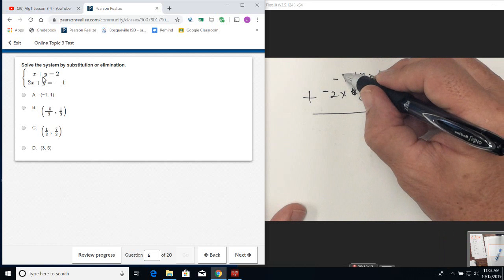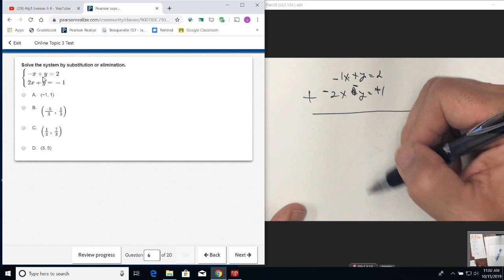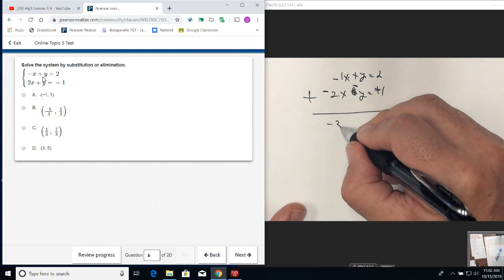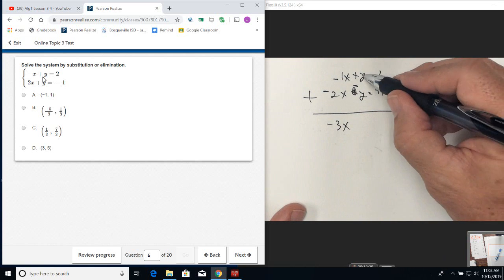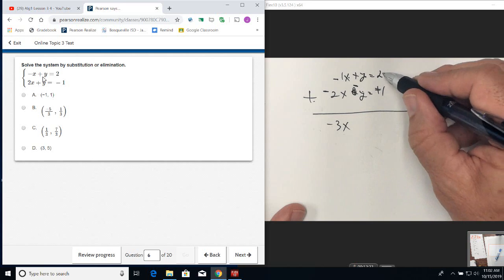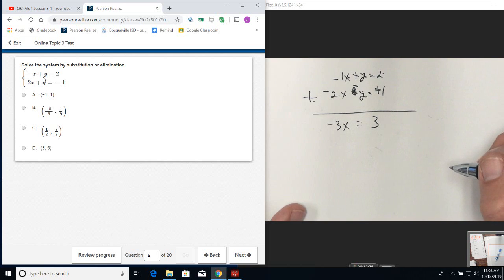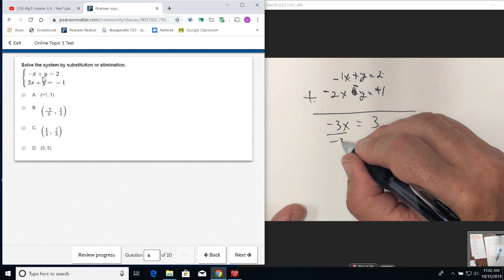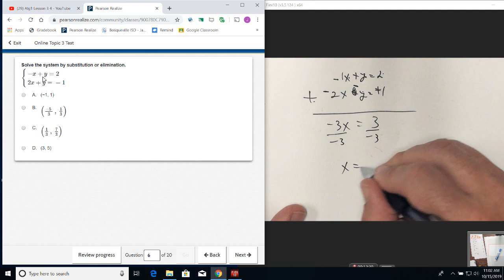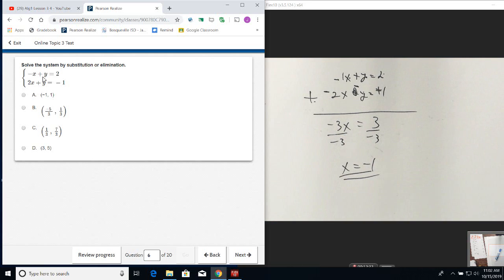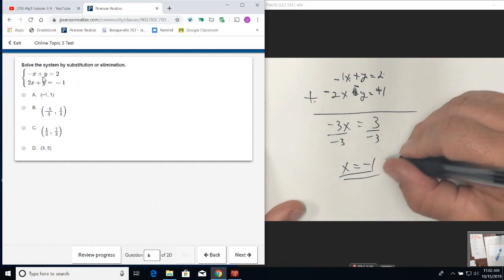See, but then I have to take this negative 1x plus a negative 2x, which is a negative what? 3x. And the y plus a negative y is 0. A 2 plus a 1 is what? 3. So negative 3 times what is 3? To solve that, divide by negative 3. Divide by negative 3. So x is negative 1. So now that I know what x is, how do I figure out what y is? Pick an equation and just substitute it in.